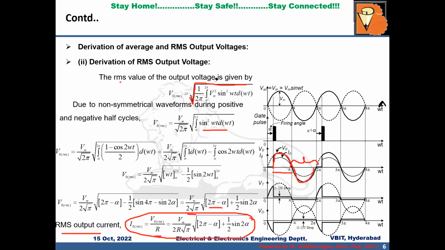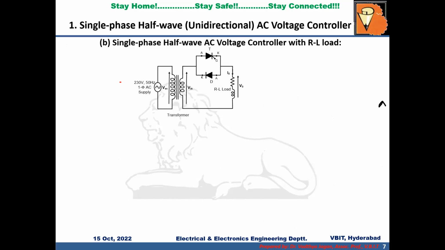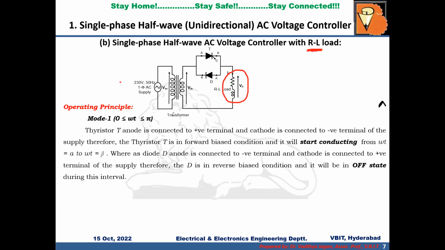So if you know the operating principle, you can easily draw the waveform, and from the waveform you can extract the derivation part, right? So this is about a single phase half wave AC voltage controller with resistive load. And now we'll go for RL load. Just replace the load with R and L. So you can see the inductor and resistor, they are connected in series. And here we are going to measure the load voltage, right?